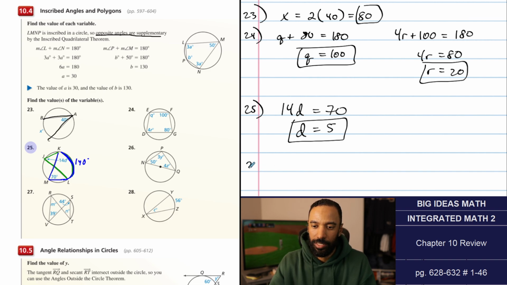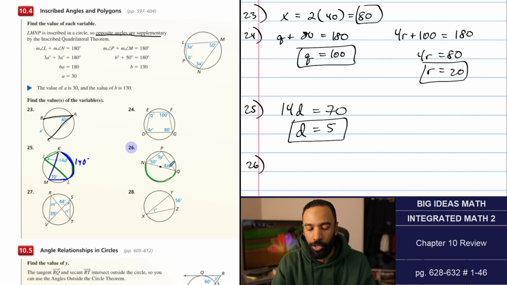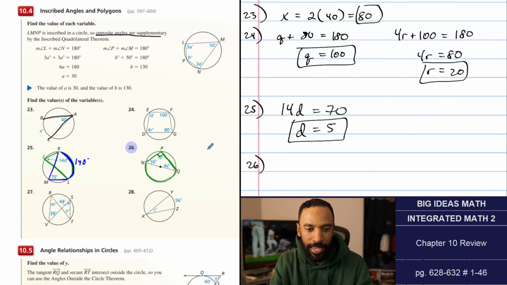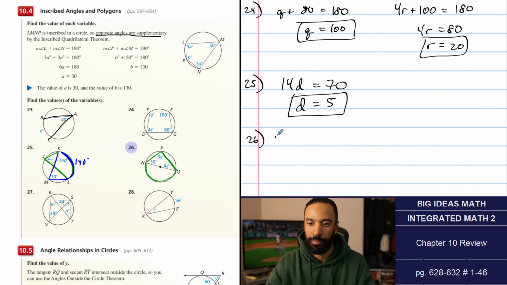Number 26. This one has another piece. We have a diameter going through here, which is important to state because that means this is a semicircle. And a semicircle measures 180 degrees. If this is 180, then its inscribed angle with that intercepted arc is half of that. That means this is 90. That 3y equals 90 degrees. We'll start with that one, and then we'll find out what the other ones are.